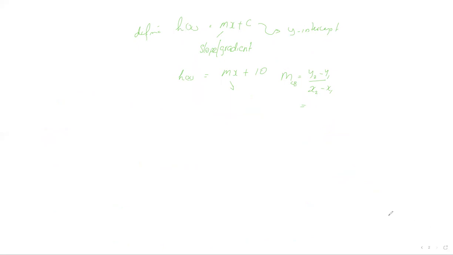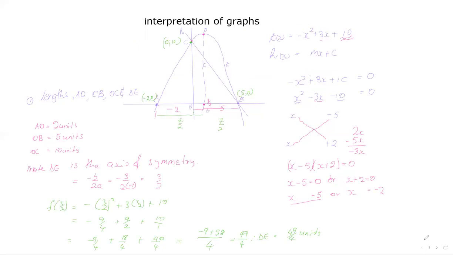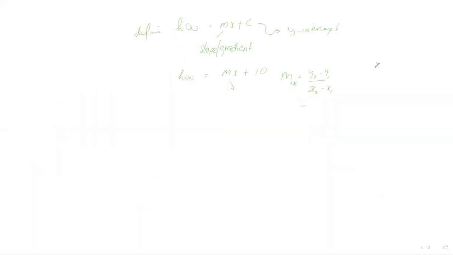At C there, let's see, (0, 10) and (5, 0). Let's write them down here. We have position C (0, 10), and at B, x is 5, y is 0. Substitute there, we'll have (10 - 0) over (0 - 5). That is 10 over -5. That gives us -2.